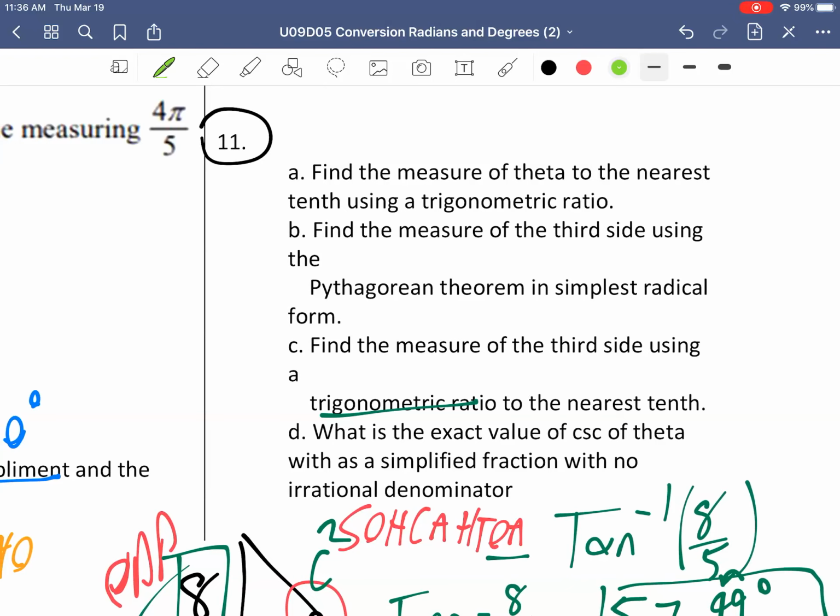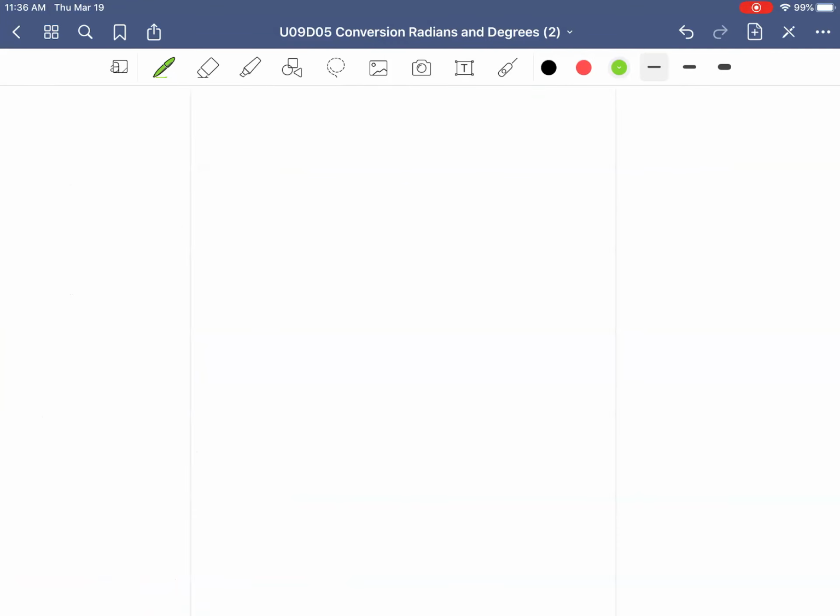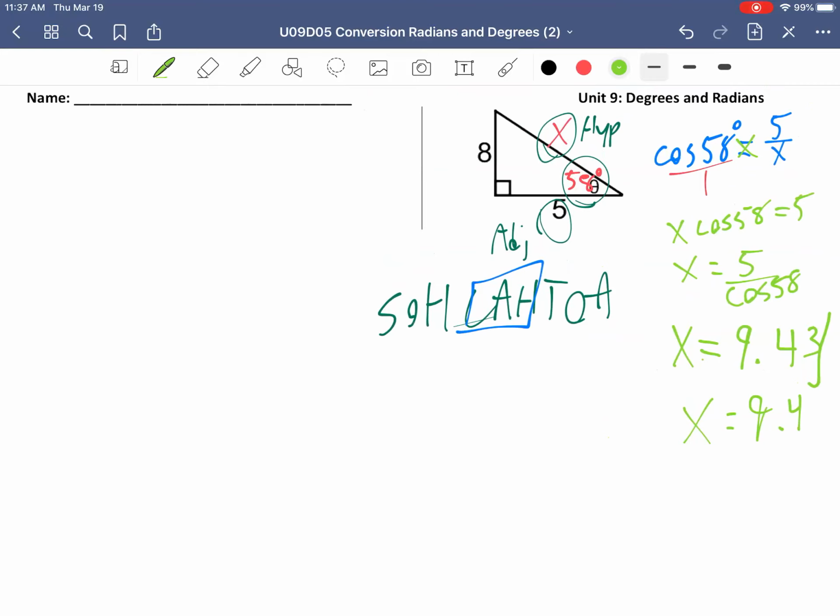The last thing says to find the exact value of cosecant theta as a simplified fraction with no irrational denominator. Not sure we did this yet. Actually, that might be my fault if you couldn't do this one. Or could we? We can do this, yeah. Okay, so going back to the triangle. In order to do this with an exact value, I actually have to get x in simplest radical form, which means I would have had to find it using Pythagorean theorem. So let's just do that now.